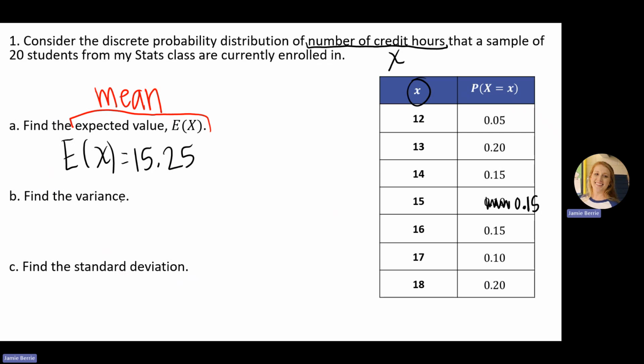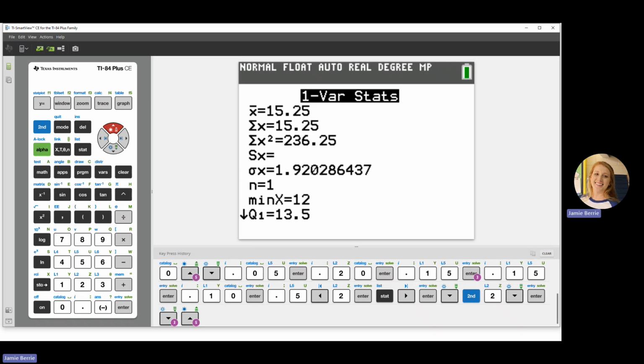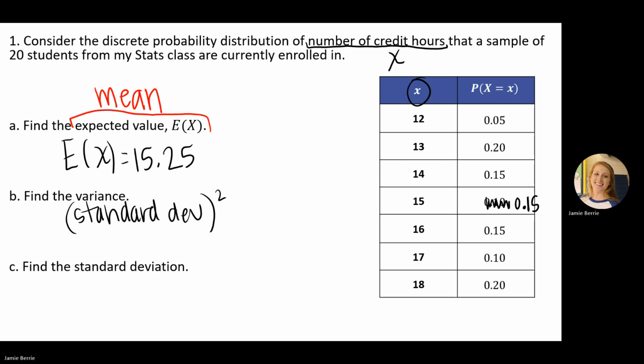All right, next we're asked to find the variance. We know that the variance is just our standard deviation squared. All right, so let's grab our standard deviation. For our standard deviation, we'll just do 2 decimal places, so 1.92. And then we've got to square that.